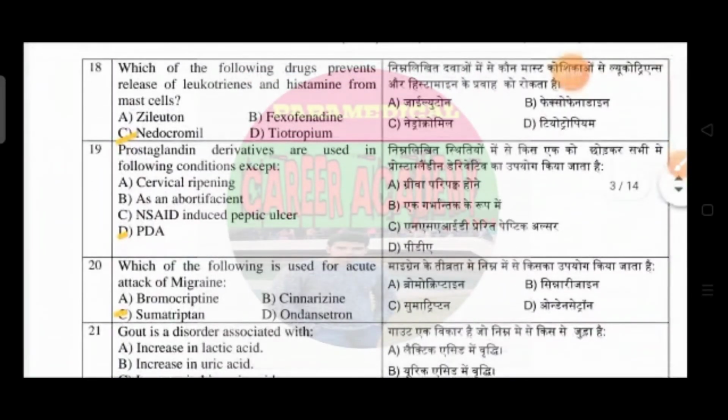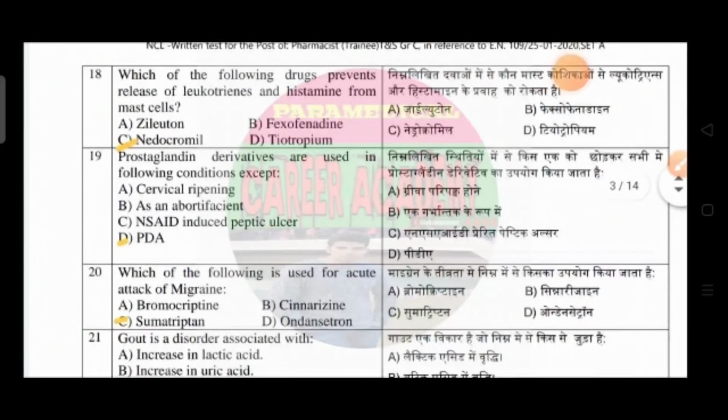Question number 18: Which of the following drugs prevents release of leukotrienes and histamine from mast cells? Option A is zafirlukast, option B is fexofenadine, option C is nedocromil, option D is tiotropium. So the correct answer is option C, that is nedocromil.